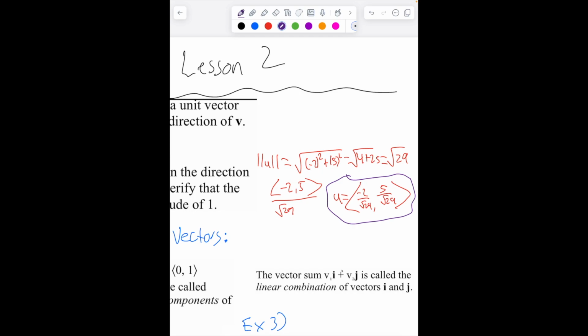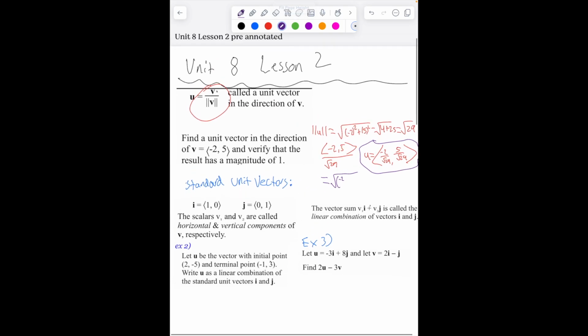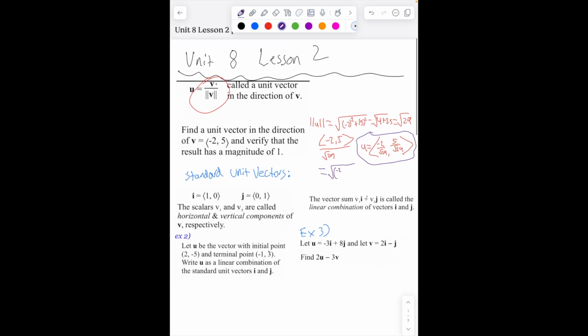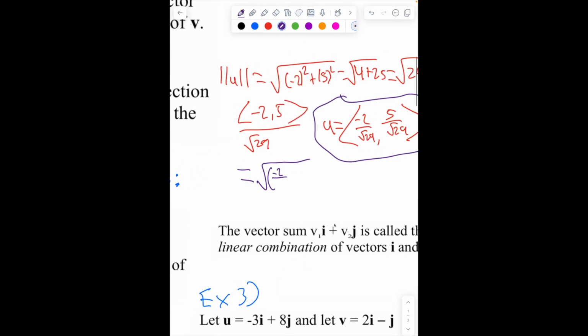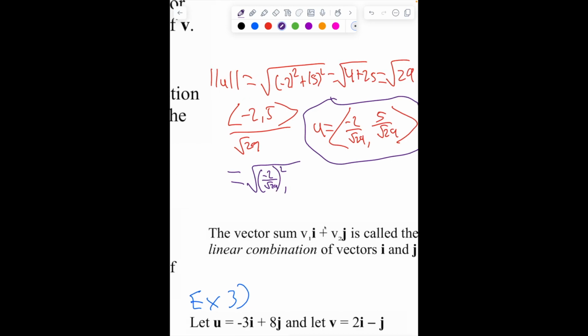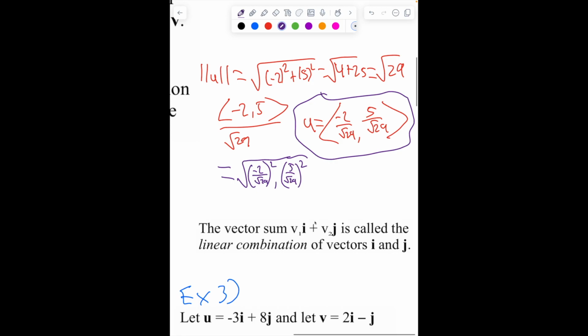As I'm plugging in, I know that to do this I would use the distance formula if it was in the other form. Because it's in vector form here, we can just plug in our numbers, negative 2 over square root 29, and then we need to square that. And then over here, we've got 5 over square root 29 squared. Simplifying, negative 2 squared is 4. A square root and a square are opposites, so I'm left with this.